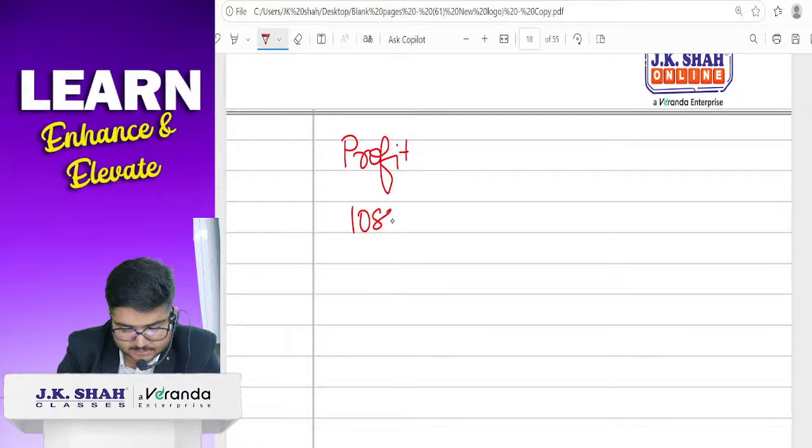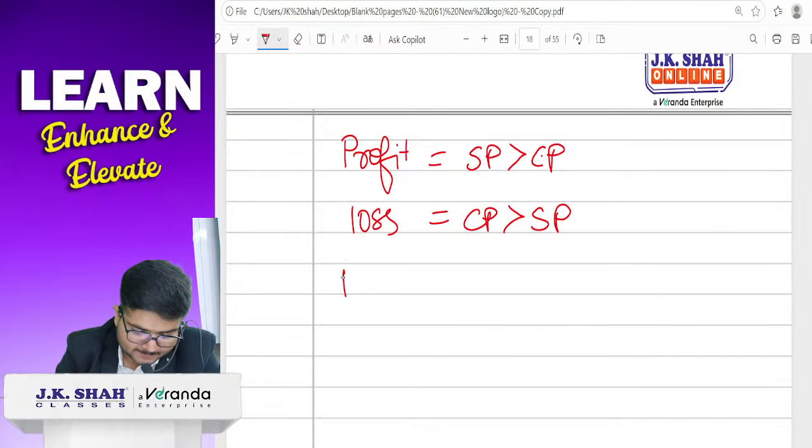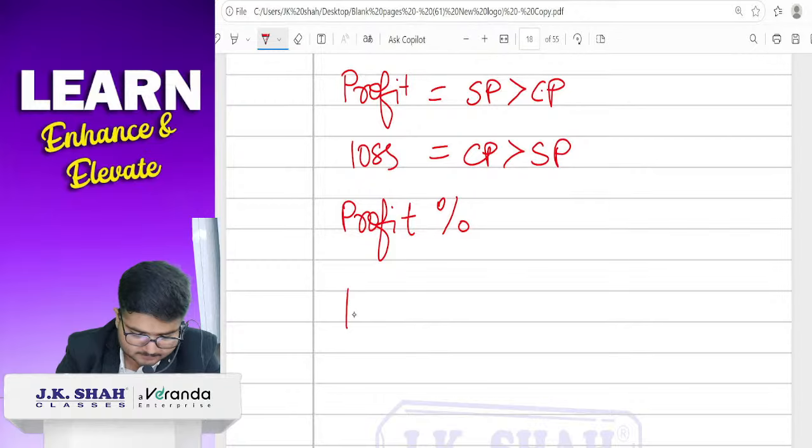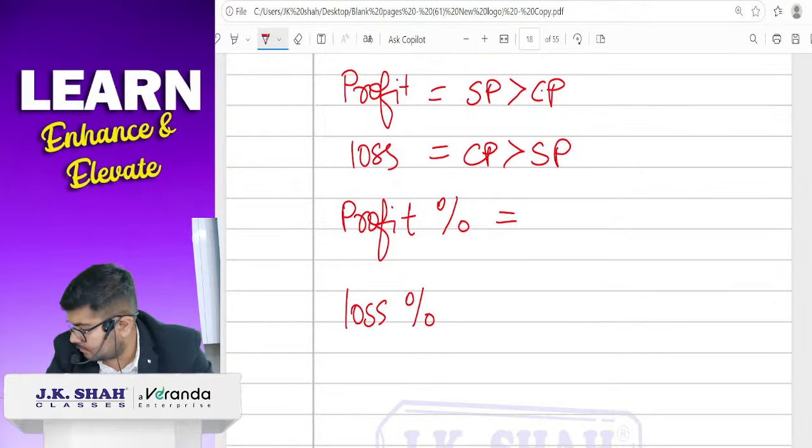What is profit? What is loss? When selling price is greater than CP, it is profit. When CP is greater than SP, then it is loss. But the important thing is profit percent and loss percent. Now what is profit percent and what is loss percent?